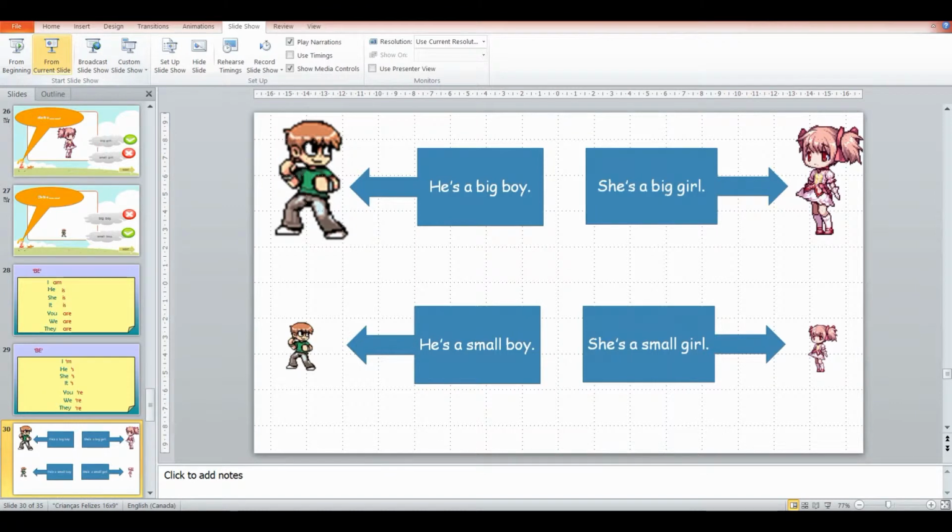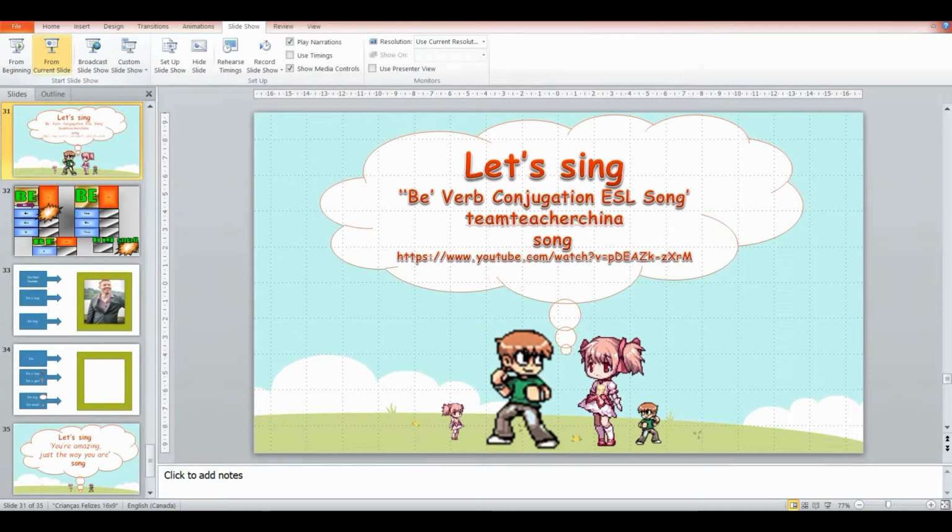And here we will put all the sentences together. He's a big boy, he's a small boy, and we're all practicing this because eventually I'm going to ask them to identify each other and say that he is, she is, whatever. And we actually have our own little song here for the be verb conjugation.